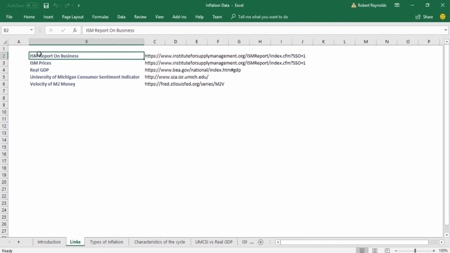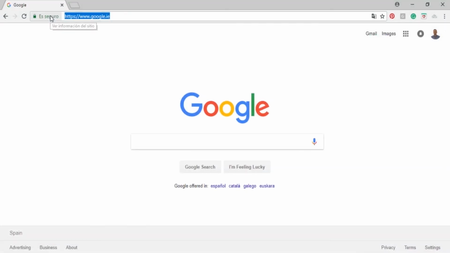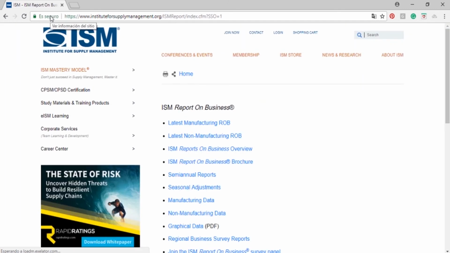So I've just put ISM report on business. So both of them have the exact same link. Paste it into your browser and it'll bring you to this page here, which is the ISM report on business menu. And so what we're looking for is latest manufacturing report on business. This one right here, the very top one.